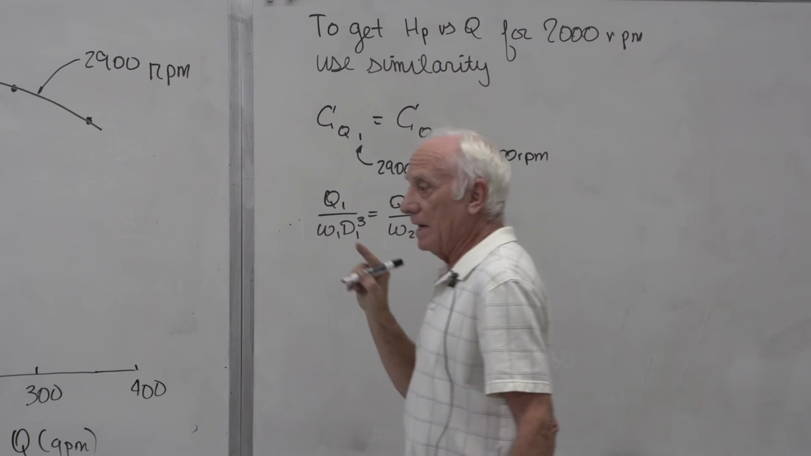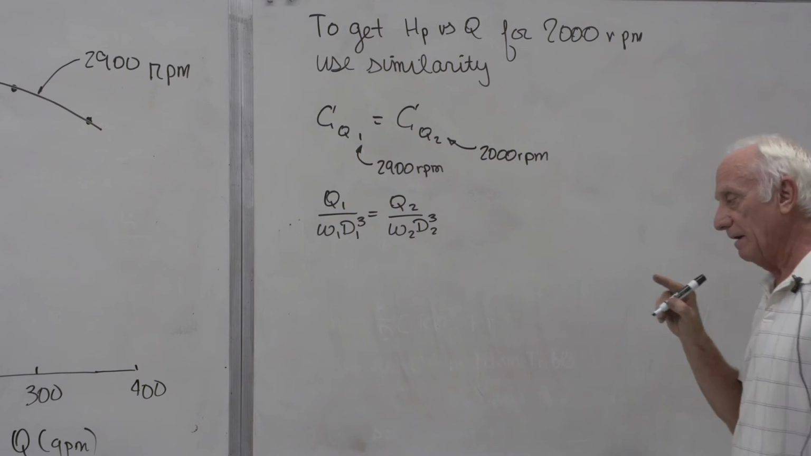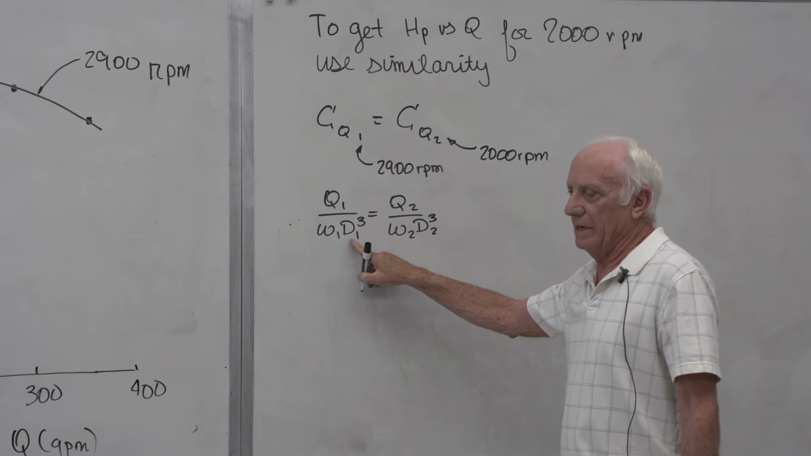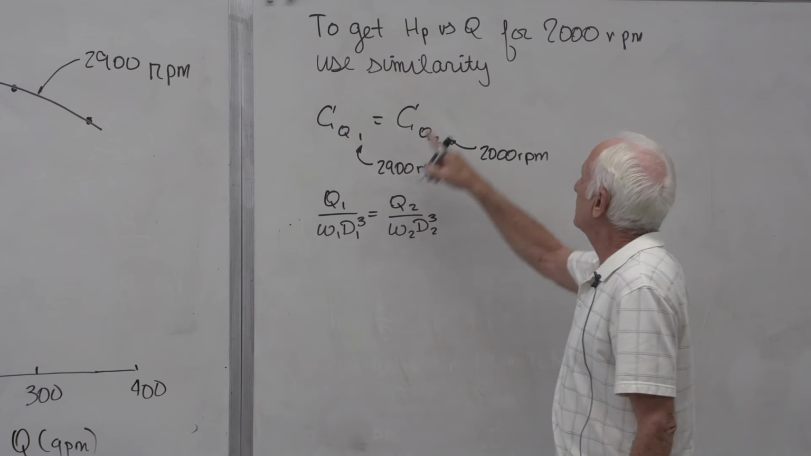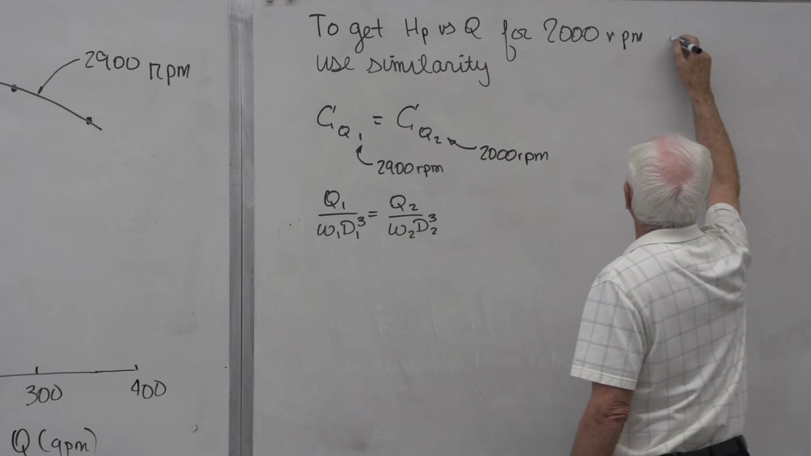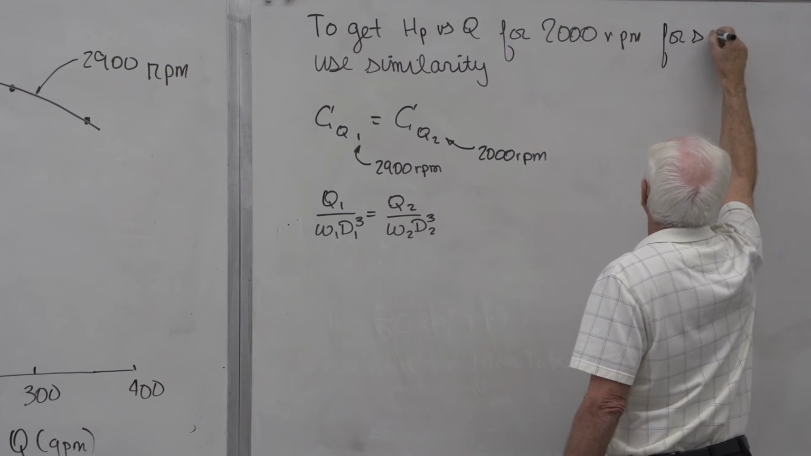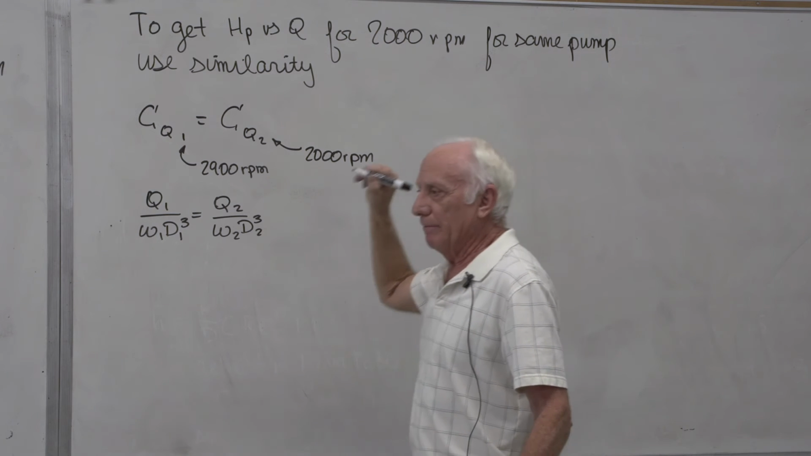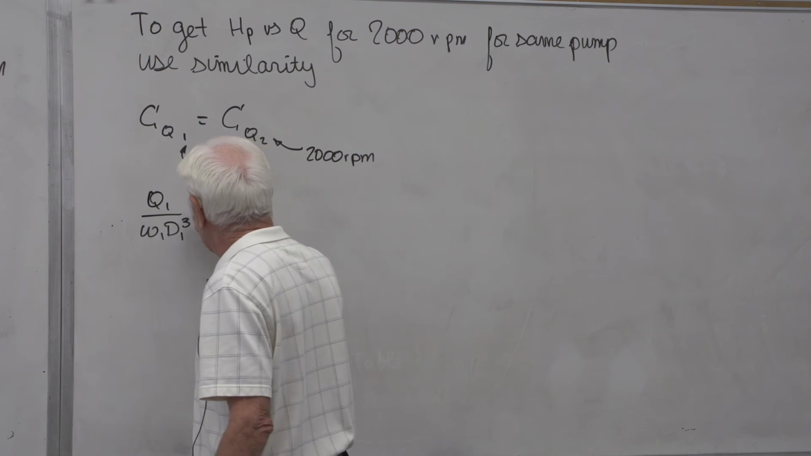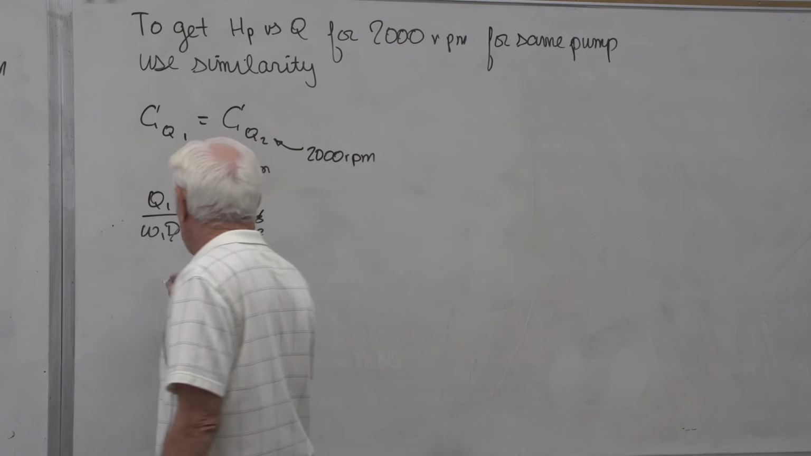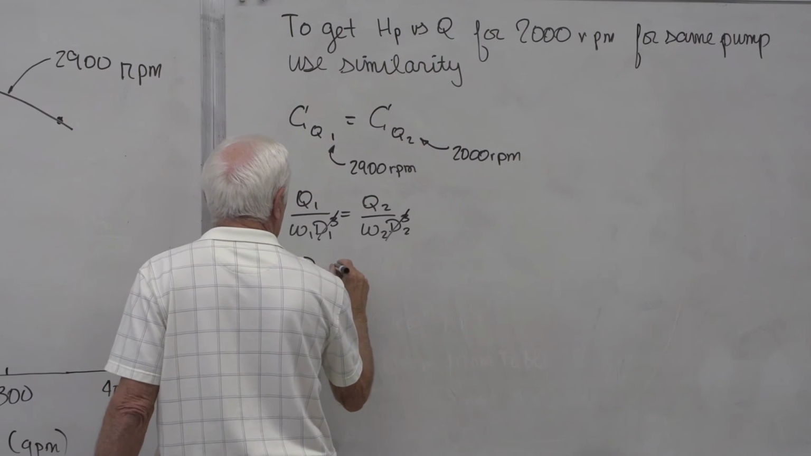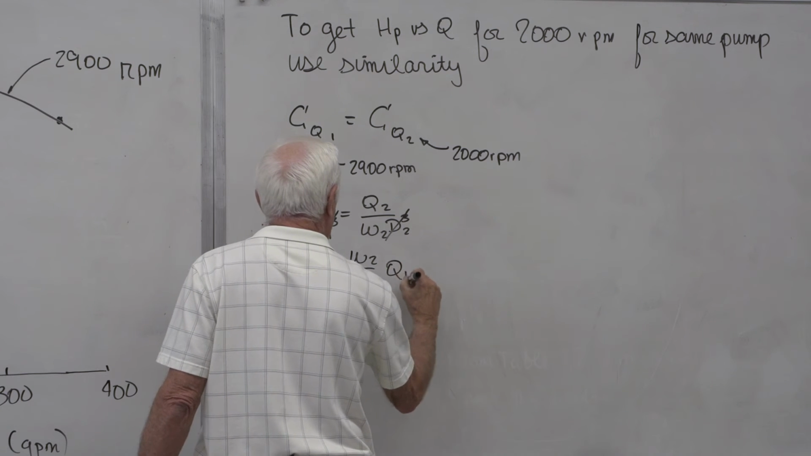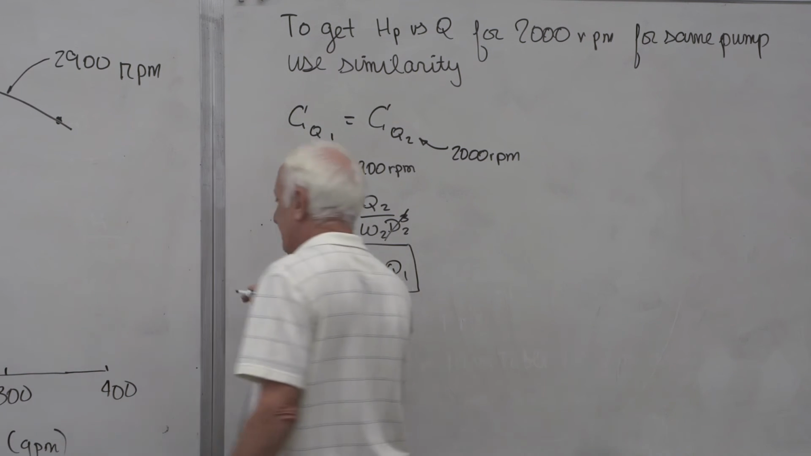And now I say, I'm not going to change the pump. It's the same pump. I'm just going to increase the speed. So did I change the impeller diameter? No, I didn't. I had the same pump. For the same pump, all I'm doing is changing the speed. The impeller diameter is in the casing. I'm not changing it. Cancel, cancel. Q2 is equal to omega 2 over omega 1 times Q1. Okay, there's my first important equation.